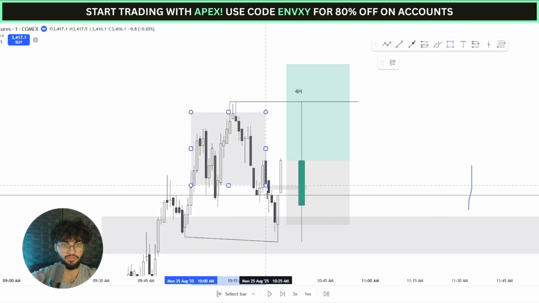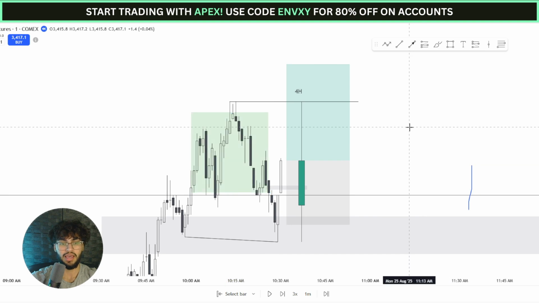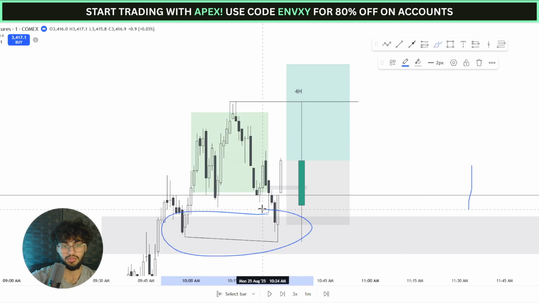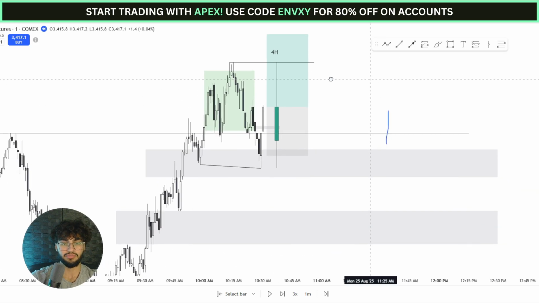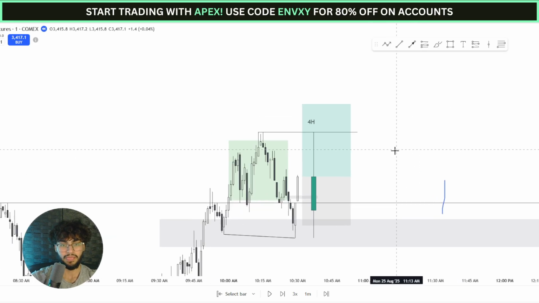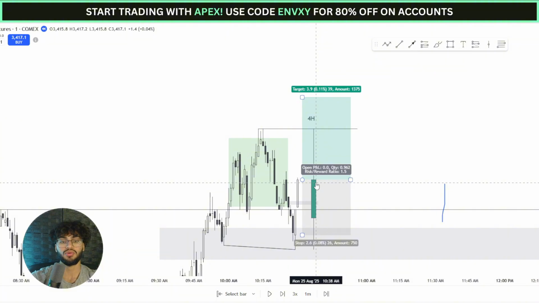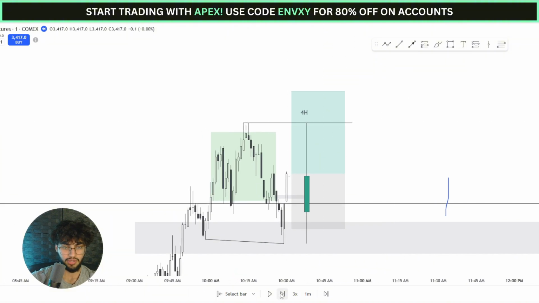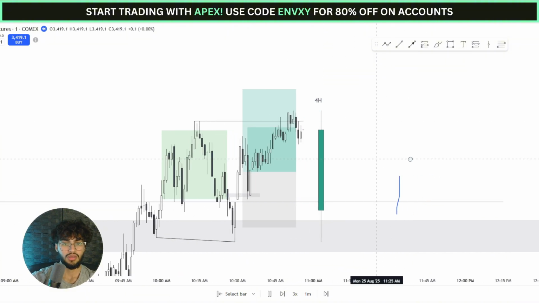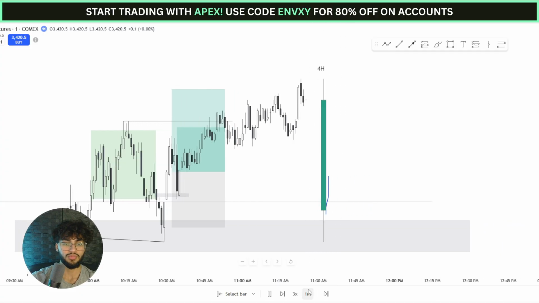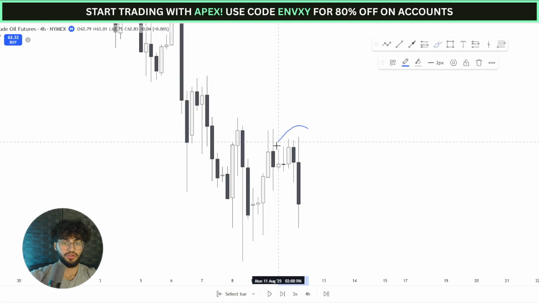So we have this accumulation, we have that manipulation into that gap, which you can clearly see. We have that SMT, which is beautiful. It's aligned with our higher time frame, right? That 4-hour gap. And this is just a way to create the manipulation wick and then continue higher. So let's see how the setup plays out. Just wait, see. And we almost take profit, not yet. And we hit take profit. Absolutely beautiful.